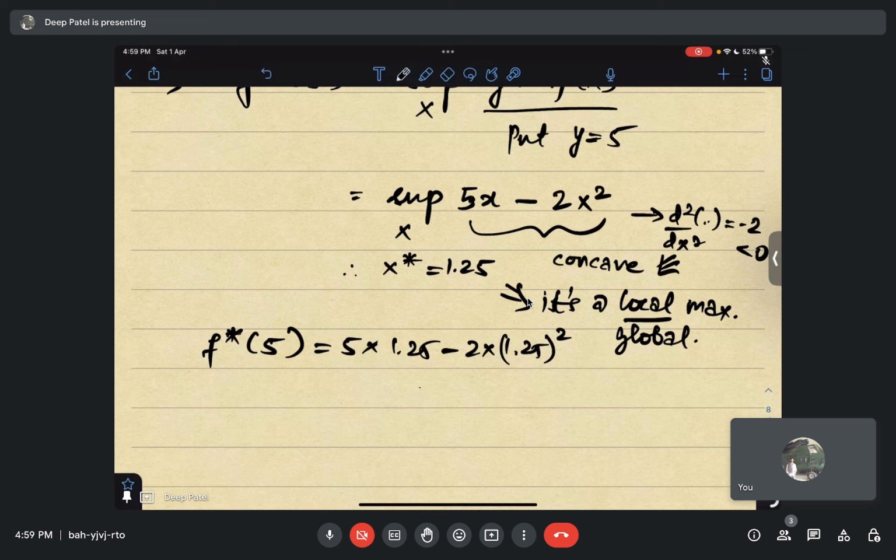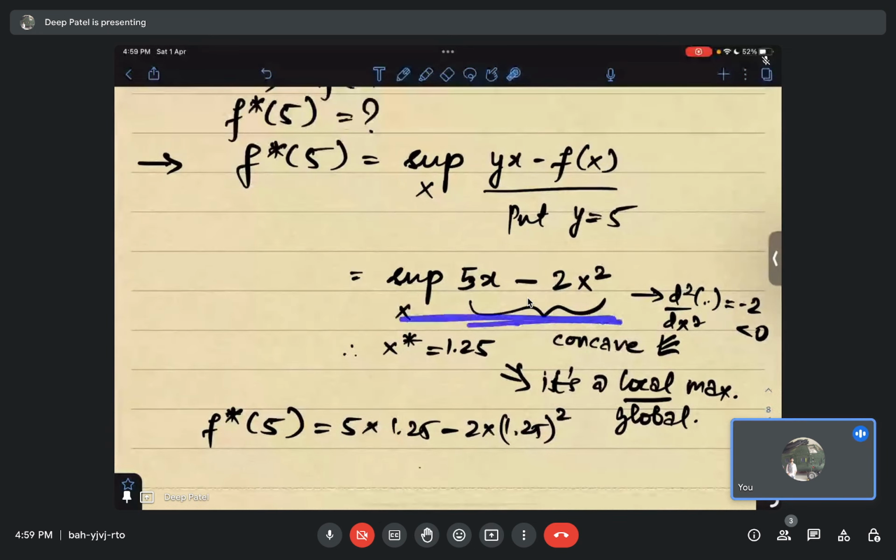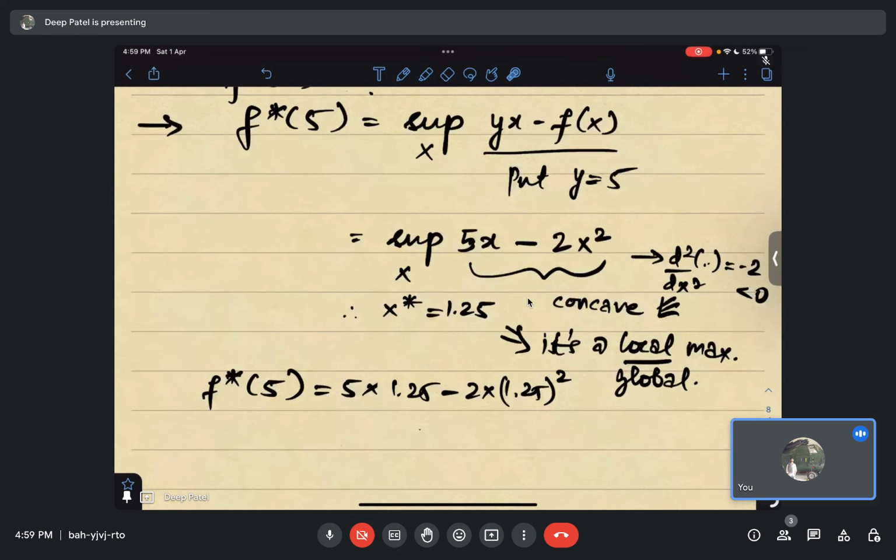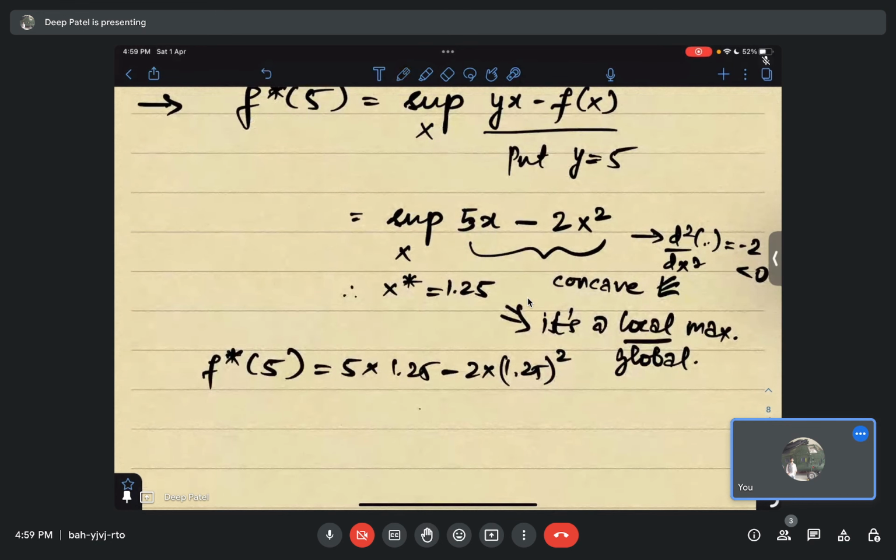Okay, fine. So I was just saying that it's a simple unconstrained optimization problem, and this is a concave function. So whatever candidate we found, we can quickly check that this 1.25 point is actually a global maximum. And so that means this supremum is actually attained, you just plug in this value, it's a finite value. And that finite value turns out to be, I don't know, around 3.1 or something.